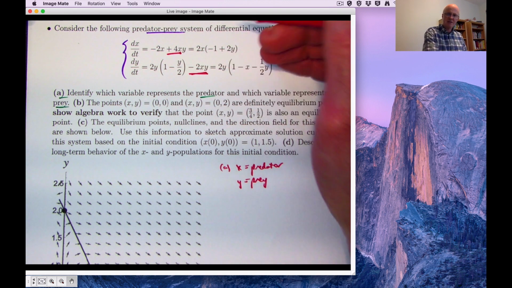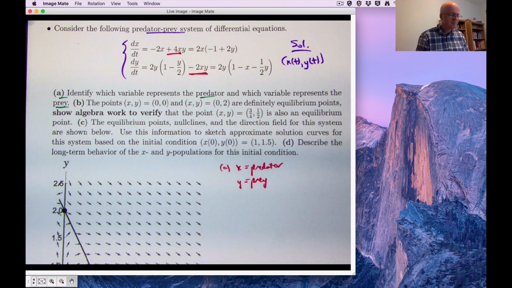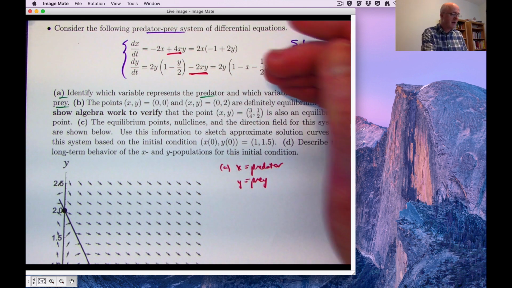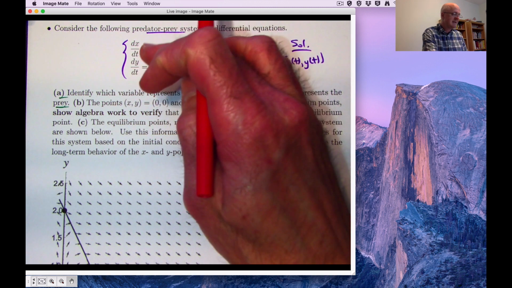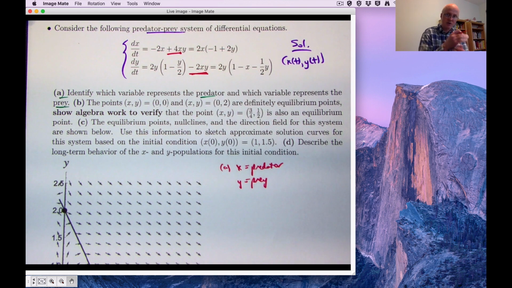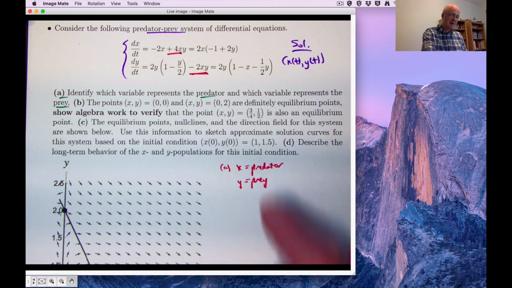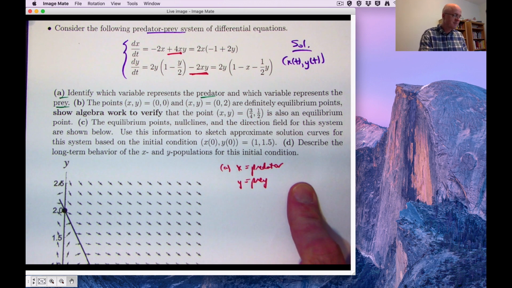By the way, the order of these equations is arbitrary. I could have switched them around. I could have let x be the prey and y be the predator. And then I would have dx dt as this thing, switching around the x's and the y's. And then dy dt would be this thing where you switch around the x's and the y's. So the order that you do these in doesn't matter. But it does matter as far as how to answer this question based on a given order.